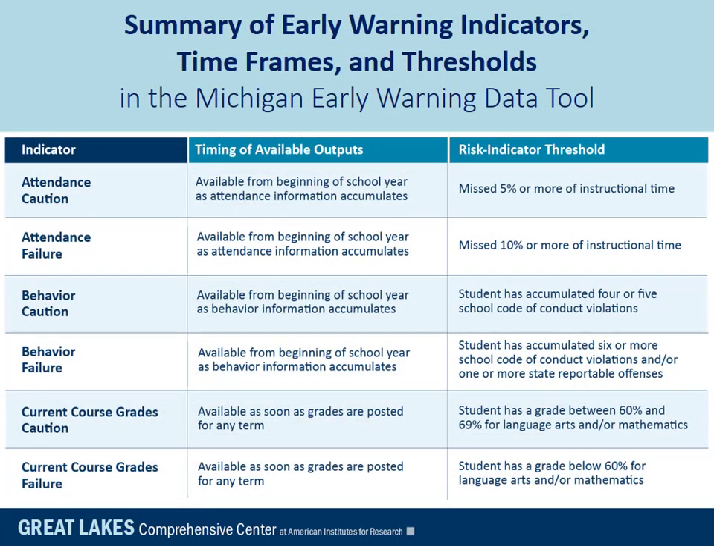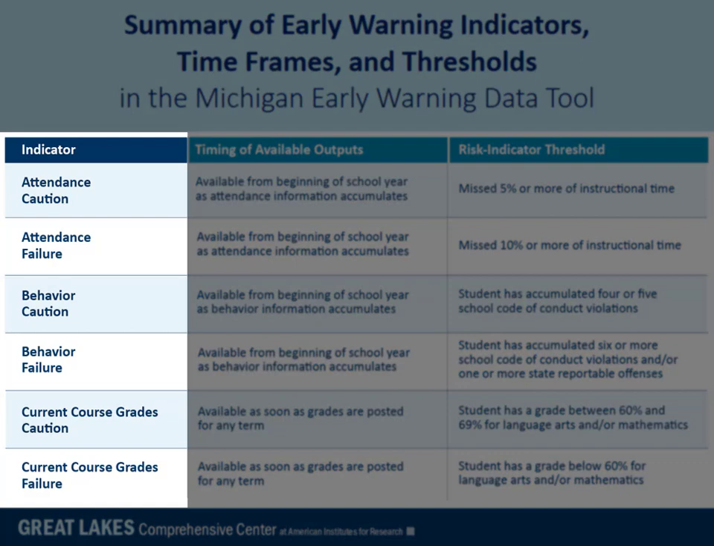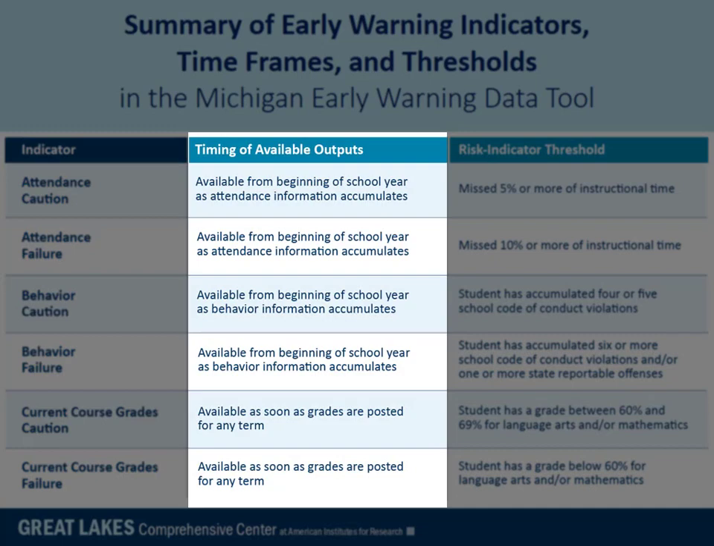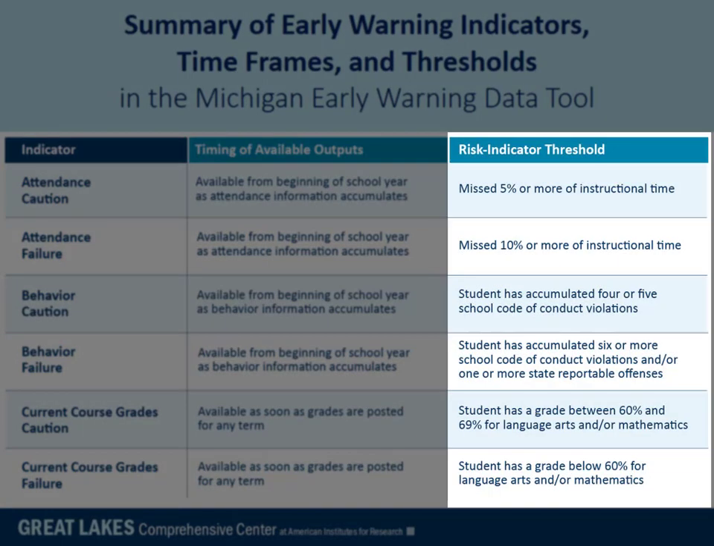The Michigan Data Tool enables users to integrate data from multiple sources and identify students on the basis of early warning signs. Schools can monitor the indicators at any time, but ideally, indicators should be reviewed at key points, such as after the first 20 or 30 days of school, the end of each marking period, the end of each semester, and the end of the school year. This table summarizes the early warning indicators in the Michigan Early Warning Data Tool, when the data are collected and analyzed, and the thresholds for flagging students as being at risk.